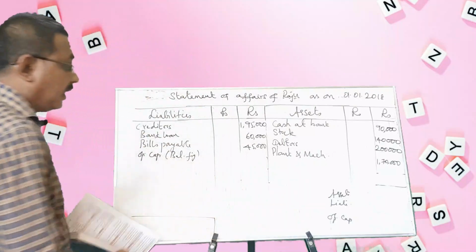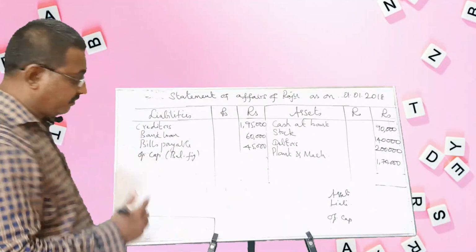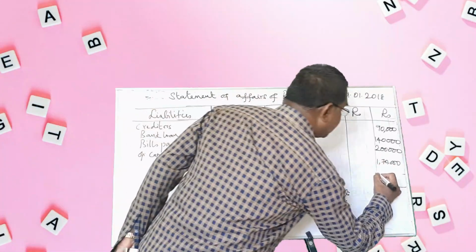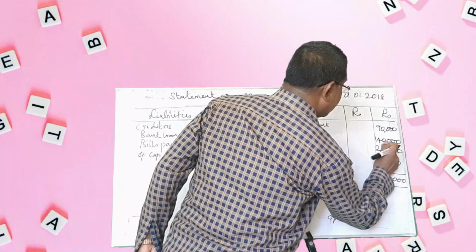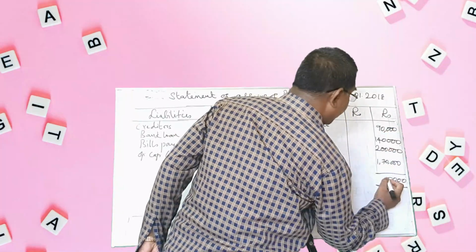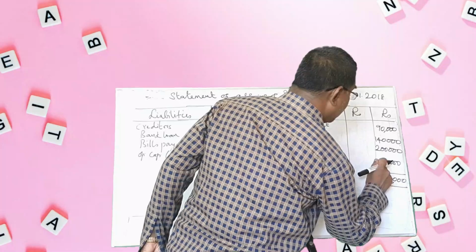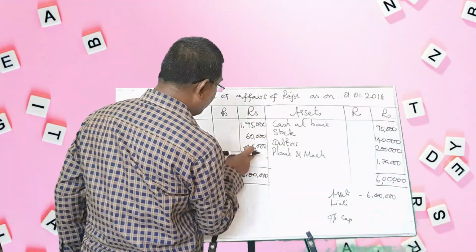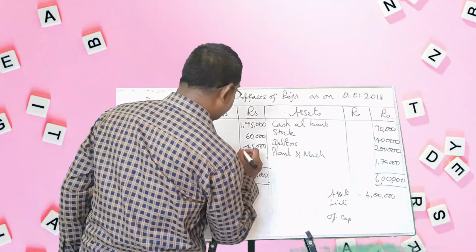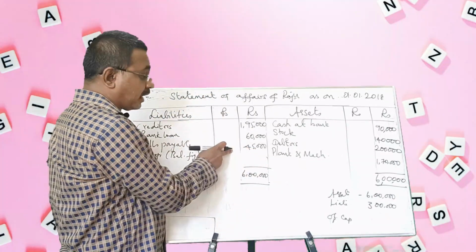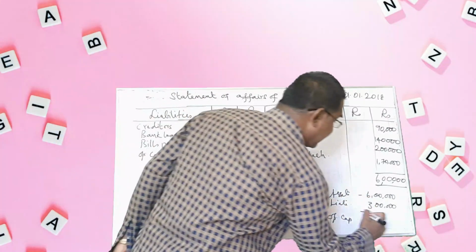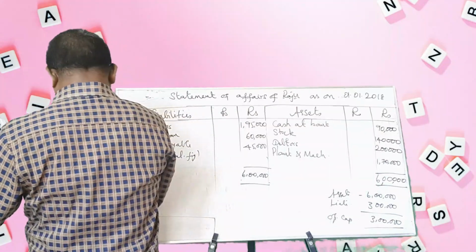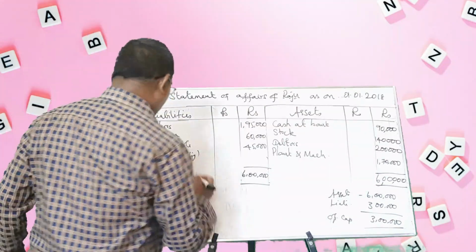Now, go for balancing these two. Find out the assets total. And the liabilities come to 3 lakhs. The difference is 3 lakhs. And that is the closing capital.